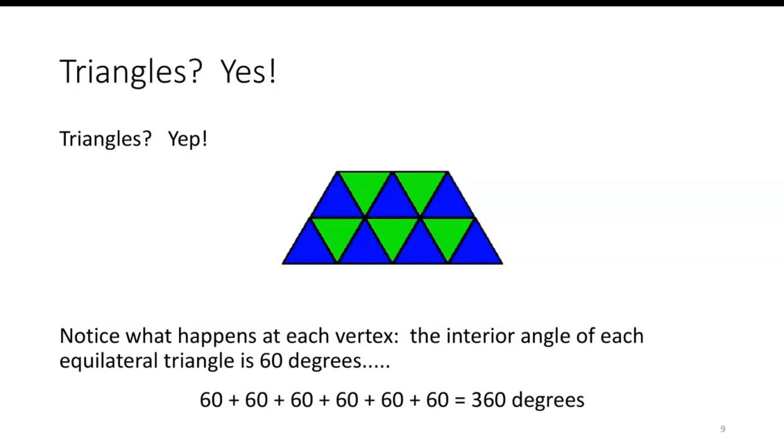Do regular triangles tessellate? And the answer is yes. Notice what happens at each vertex. The interior angle of each equilateral triangle is 60 degrees. So every vertex has 6 triangles going around it. So 60 plus 60 plus 60 plus 60 plus 60 plus 60 adds up to 360 degrees, which is one loop around a circle.